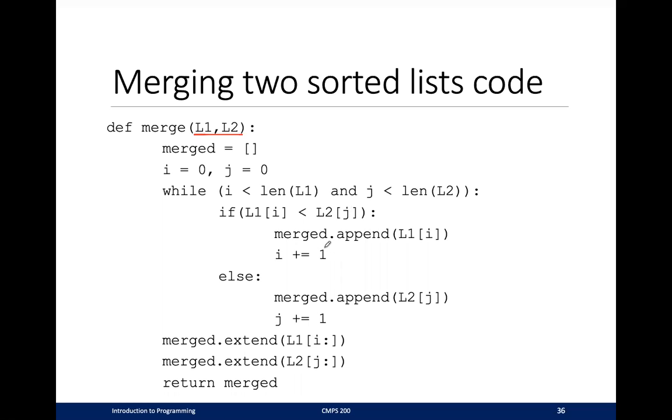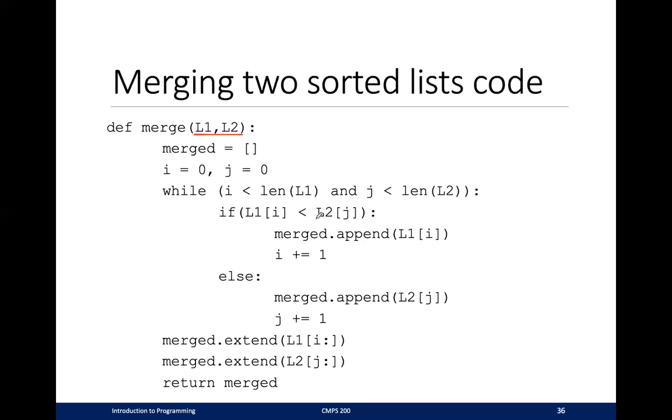So move to the second element of the first list, and keep j in its position. And if it's the opposite, I'm going to keep i in its position, because L1 of i was greater, and push the element of the second list and move j by 1. Okay, so this is the code doing the thing we just did in the table. So look at the two lists, and then decide which one to move.